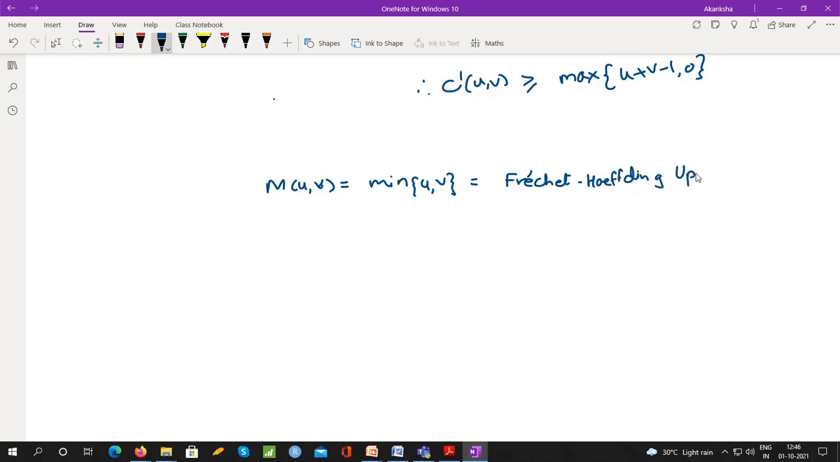Upper bound for copula. And the other one is denoted generally by W. So W(u,v) is the maximum of u plus v minus 1 comma 0. So this is known as the Fréchet-Hoeffding lower bound for copula. Okay.